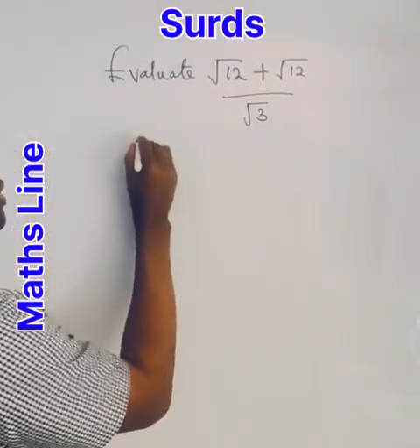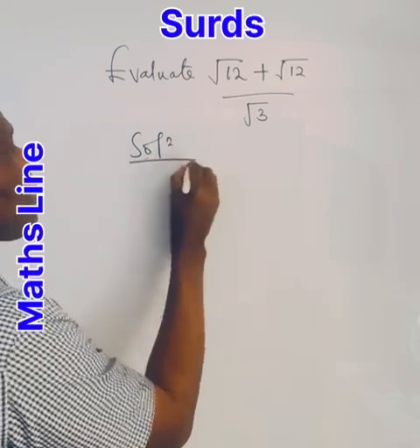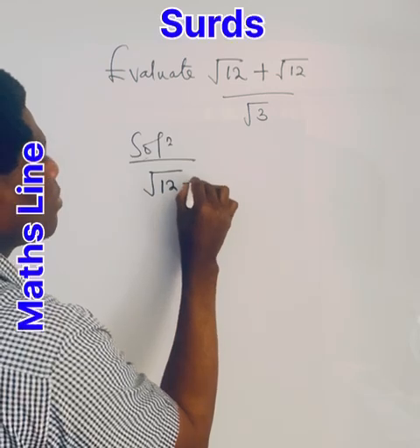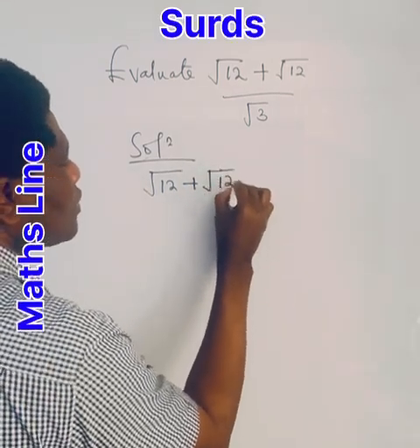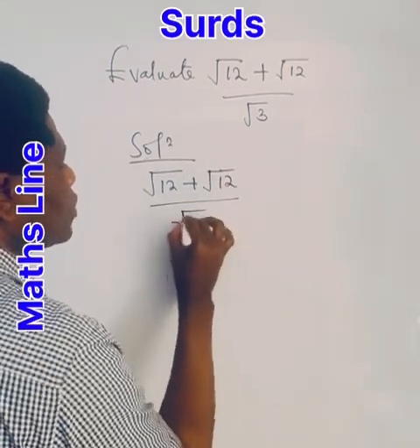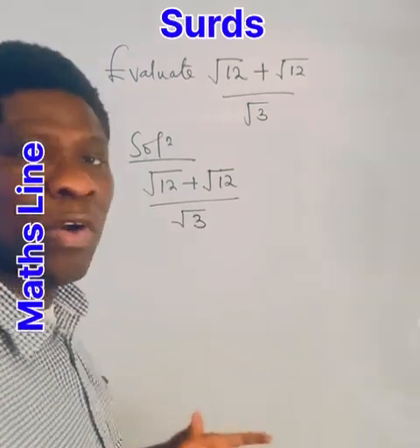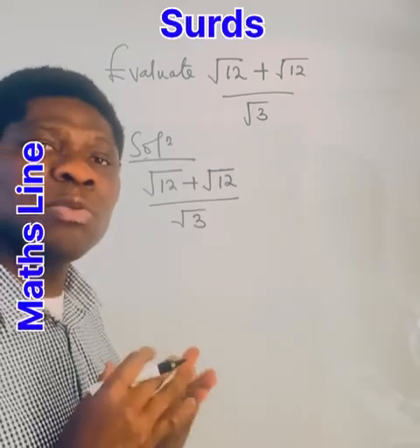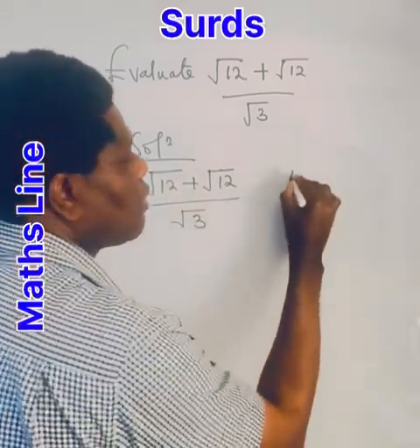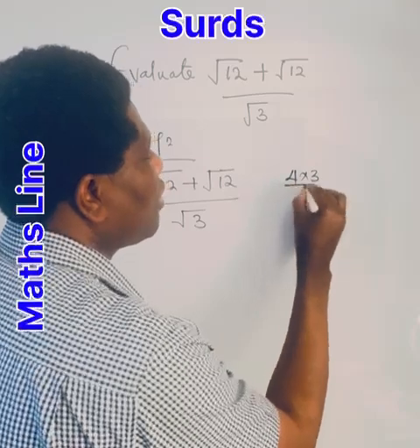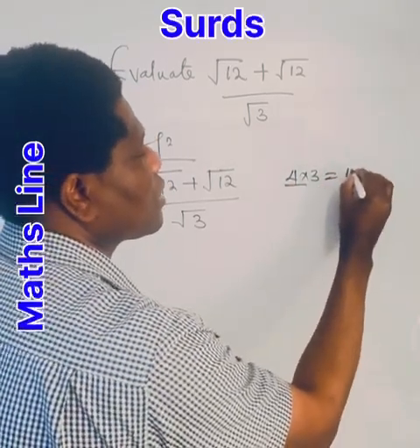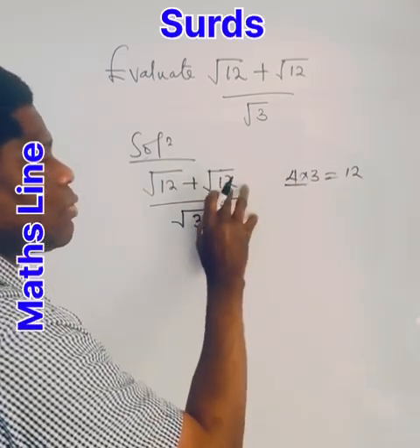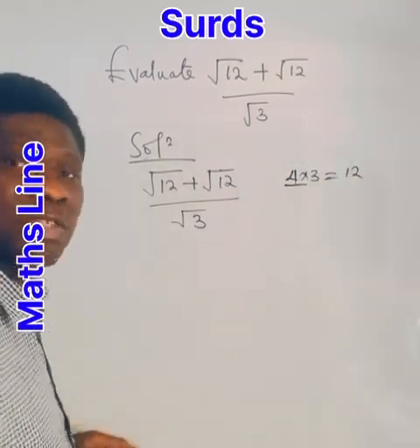So, solution to this. I need to write root 12 plus root 12 over root 3. So for us to get two numbers that will multiply together such that one will be a perfect square and the other one will not be a perfect square, let us look at 4 times 3. 4 is a perfect square and this will give us 12. So in that case, when we have root 12, we now use 4 times 3.